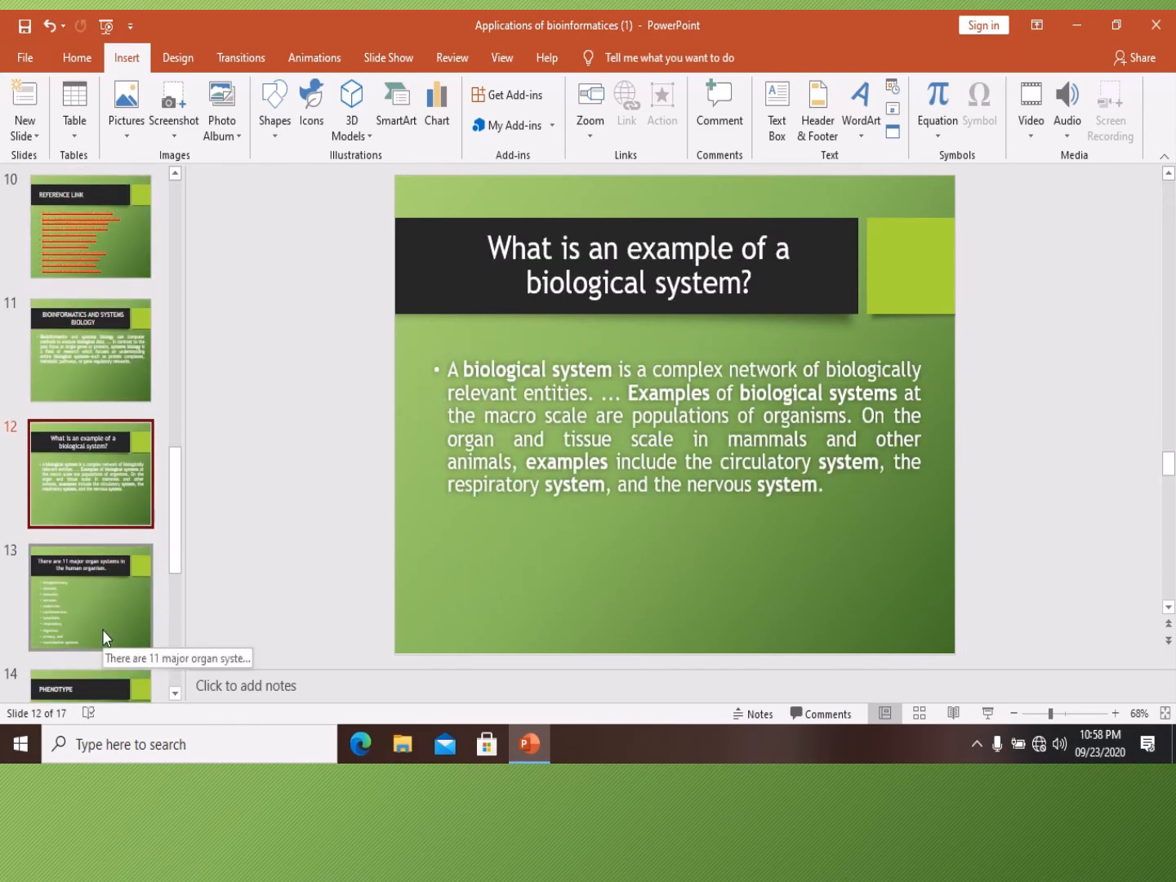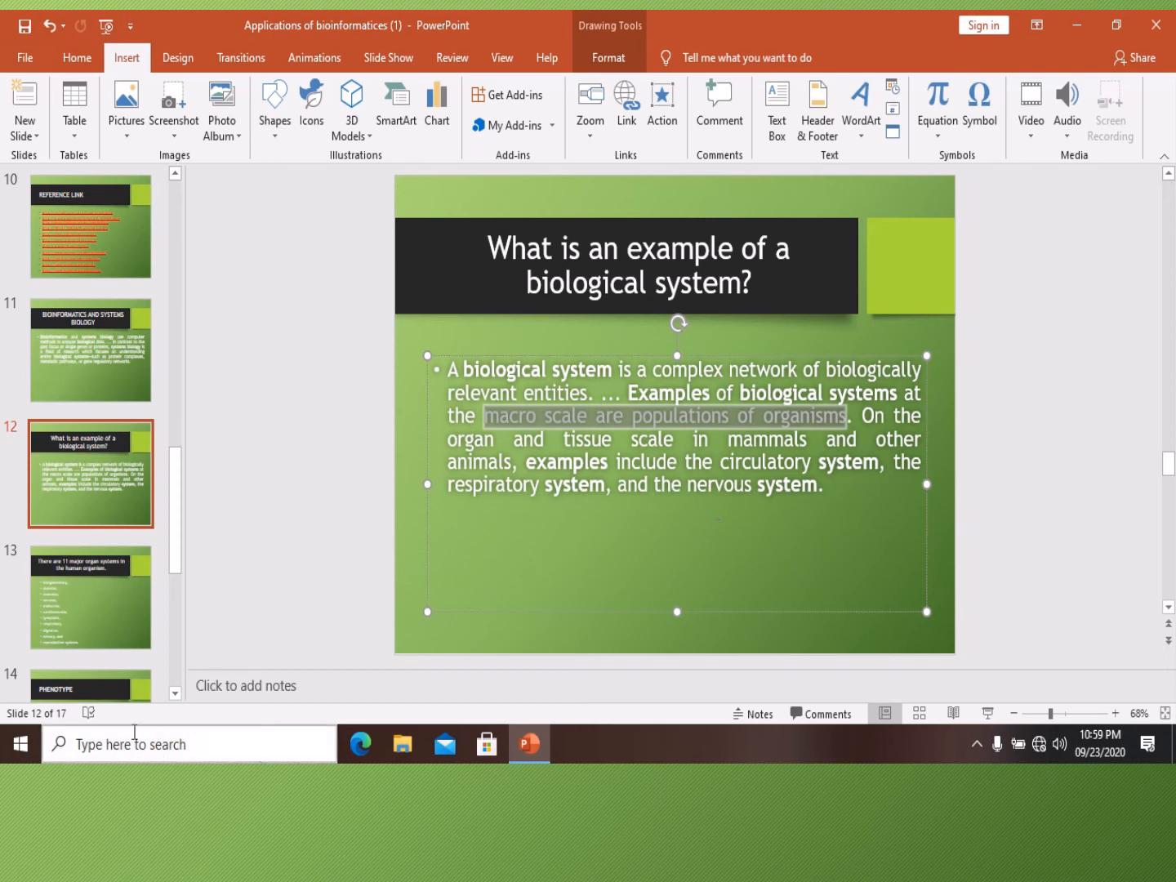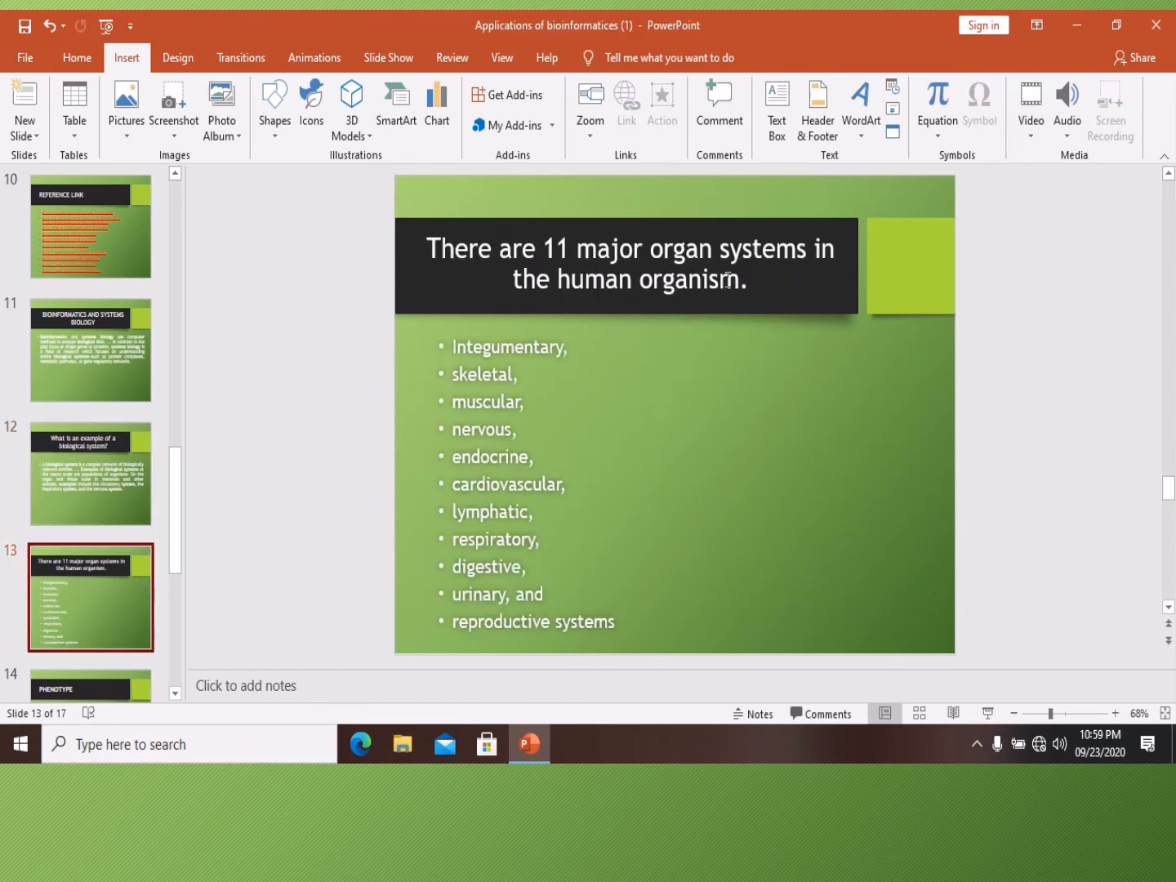And what is an example of this? There is the macro scale of the population of an organism. On the organ and tissue scale in mammals and other animals, examples include the circulatory system, the respiratory system, and the nervous system. So these are some of the systems that can be used for this biological system. And these are the 11 organ systems in a human organism, the major organ systems.